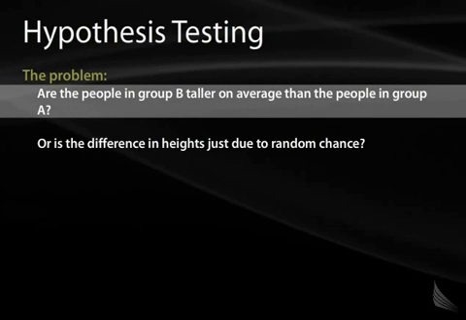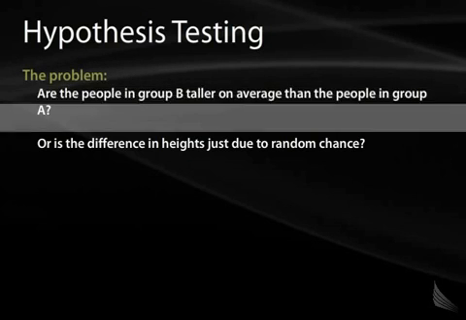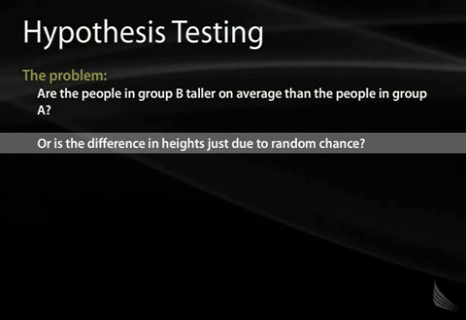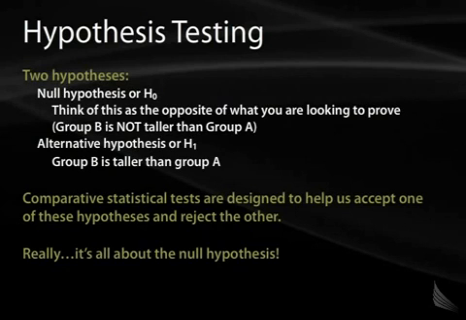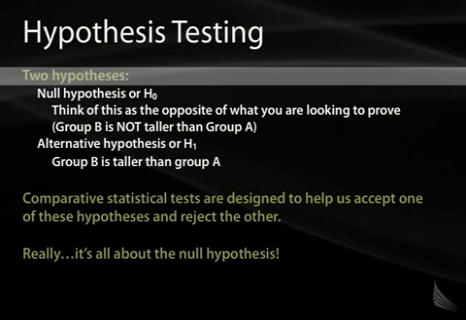So to reframe the problem in a more verbal format, the question is, are the people in group B taller on average than the people in group A? Or is the difference in heights just due to random chance? Well, we can frame these into hypotheses.